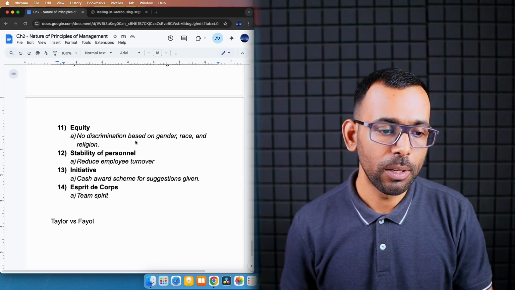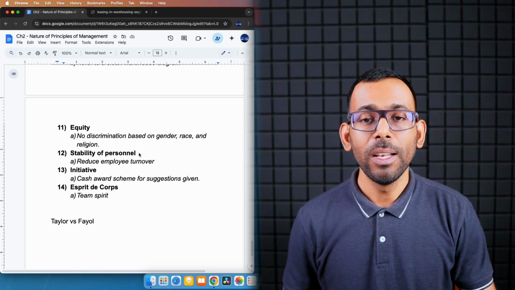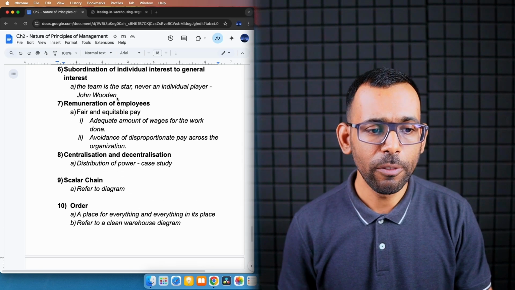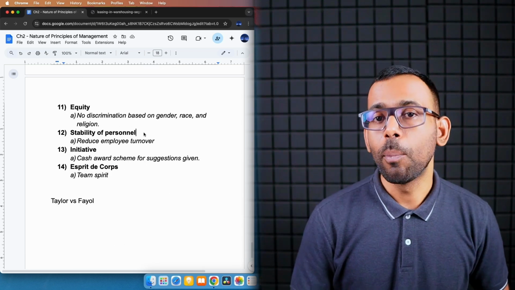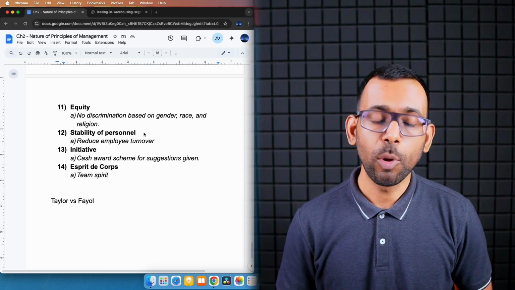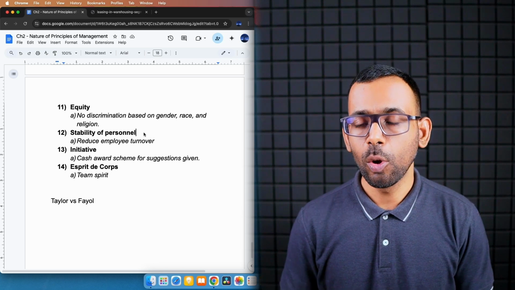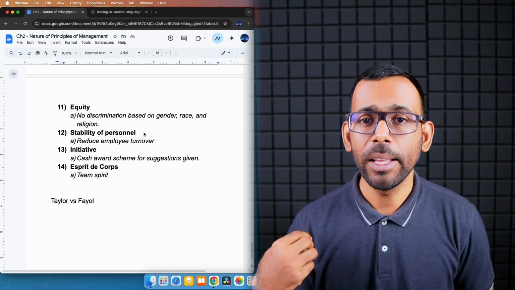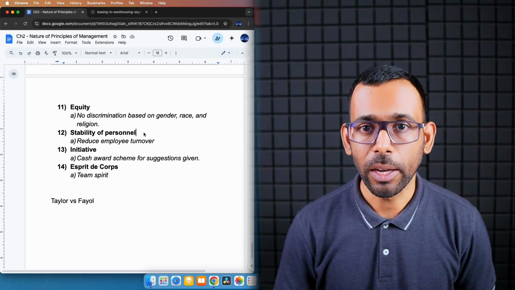That's the 11th principle. Let's talk about principle number 12, stability of personnel. Again, this is related to this principle of remuneration of employees. What is employee turnover? I have written reduce employee turnover. Employee turnover means that the employees join your company, at the same time they leave your company at a much faster rate.